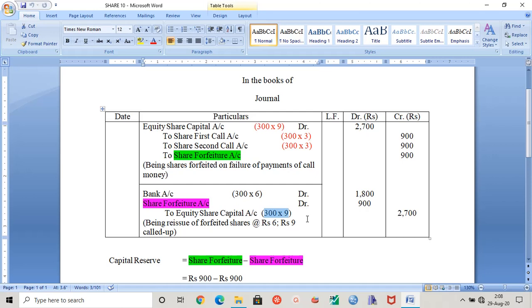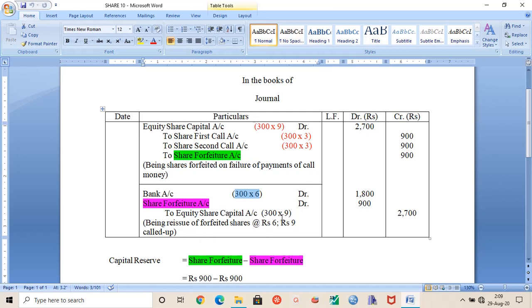They were reissued to a new party on receipt of the arrear call money in respect of the shares. So how much arrear money was there? First call rupees 3, second call rupees 3. How much is the total? 3 plus 3, 6 rupees. So they are reissuing the shares for rupees 6. That's why we are doing this here: 300 into 6. When we reissue the shares, the entry will be bank account debit to equity share capital account.